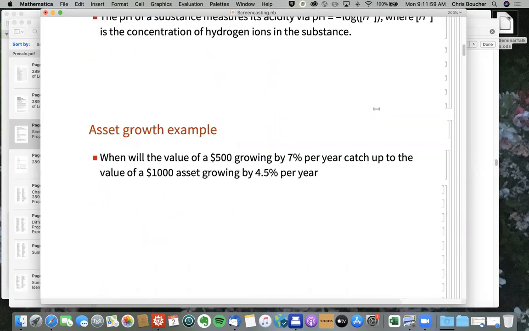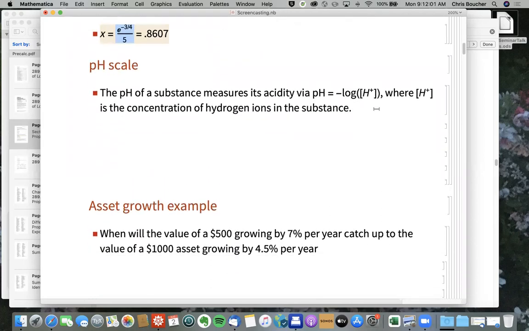Okay, a couple of quick applications of this stuff. The pH scale is an example of what's called a logarithmic scale. The Richter scale, which I don't know if they use anymore, but until recently they used it to measure earthquake intensity, is another example of a logarithmic scale. The decibel scale that's used to measure sound intensity is also a logarithmic scale.